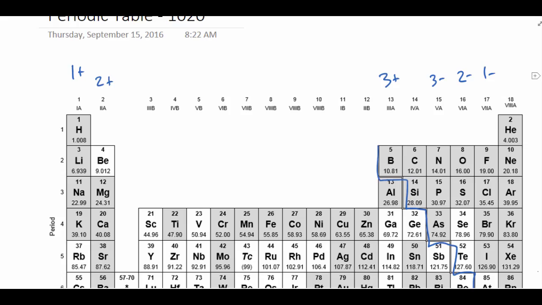Now, the other ones we're not defining right now, that we'll get to in just a bit. These here have some other set of rules. Group 14 here has another set of rules with it. So right now we're just going to look at these.